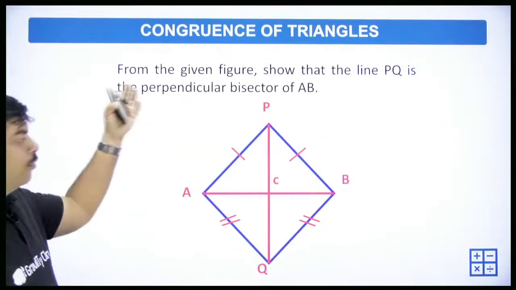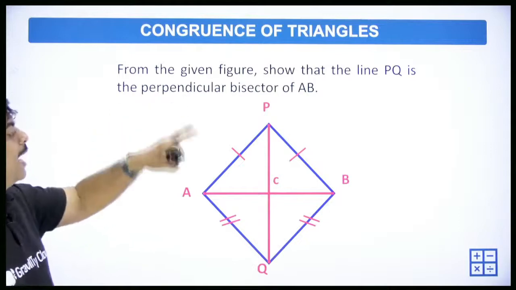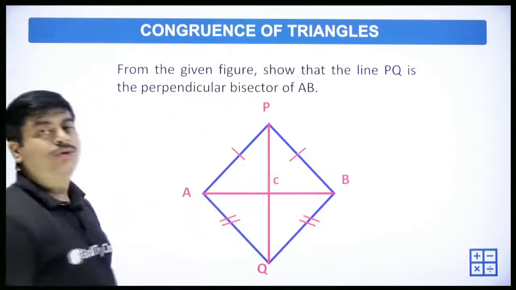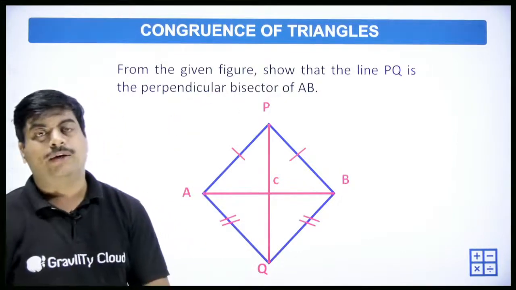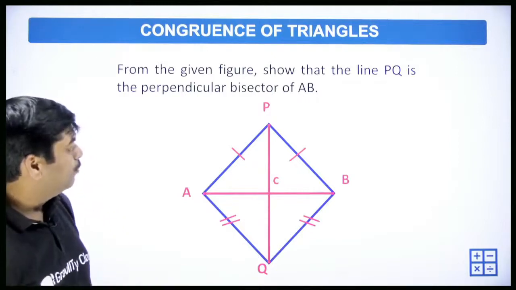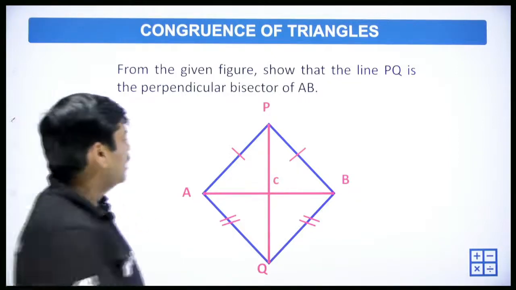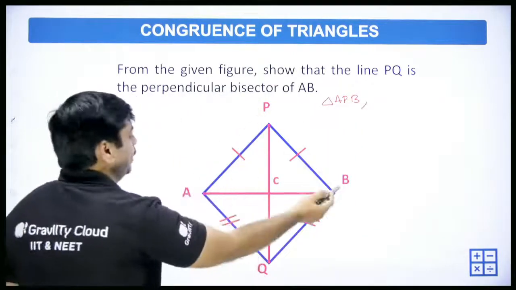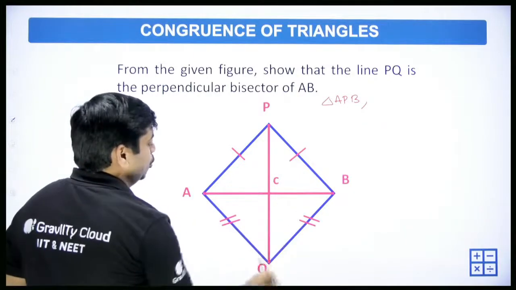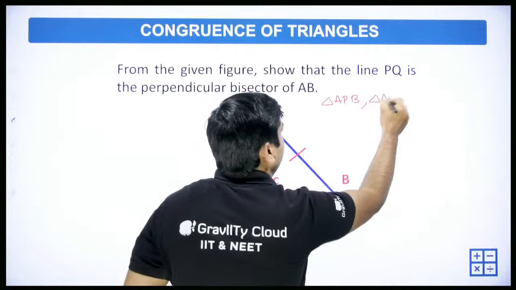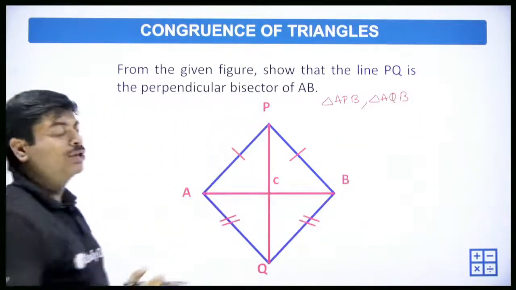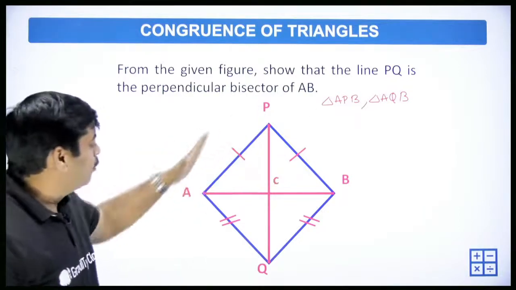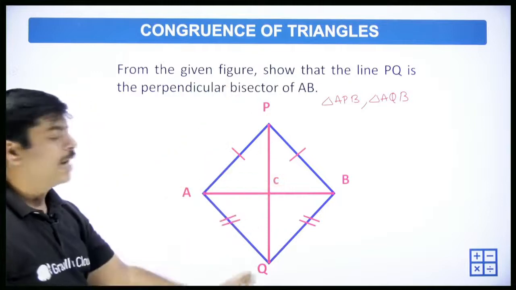From the given figure, from the previous slide, show that the line PQ is the perpendicular bisector of AB. So we need to apply the properties that we know till now. Let me try to bring some relation between different triangles. Let me discuss triangle APB and triangle AQB. Can we bring any relations here? If not, as these two sides are equal, I'll talk about APQ and BPQ. I think that will be easy.